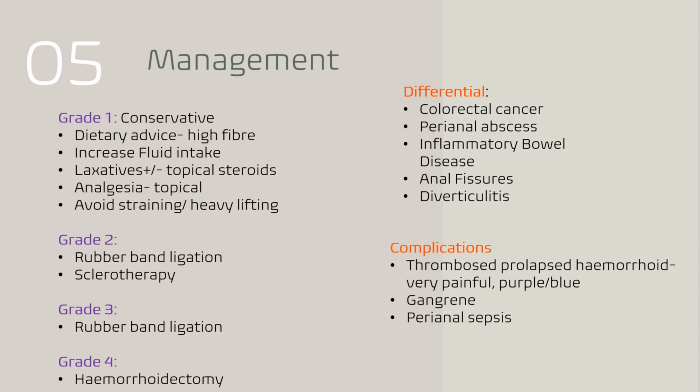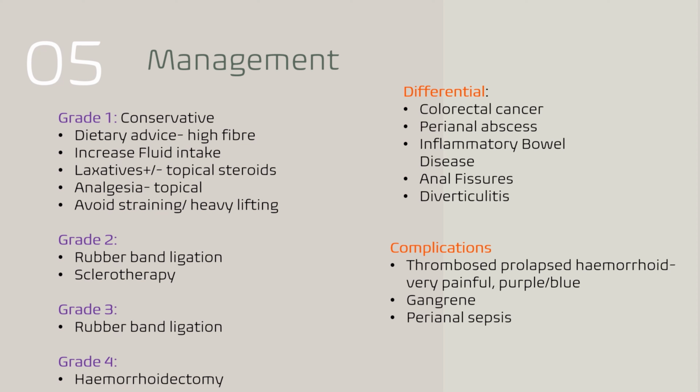To manage a grade 3 hemorrhoid, rubber band ligation is the only option. And for grade 4 hemorrhoids, the most effective procedure is to perform a hemorrhoidectomy. So that's a surgical procedure to remove the hemorrhoid. Surgeries are not often performed on hemorrhoids. However, if they are causing the patients a lot of problem, they can be performed. Now, in any patients presenting with PR bleeding, it's important to think of other differentials, such as colorectal cancer, perineal abscesses, inflammatory bowel disease, anal fissures, and diverticulitis.